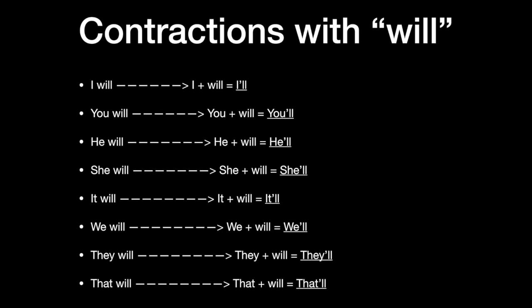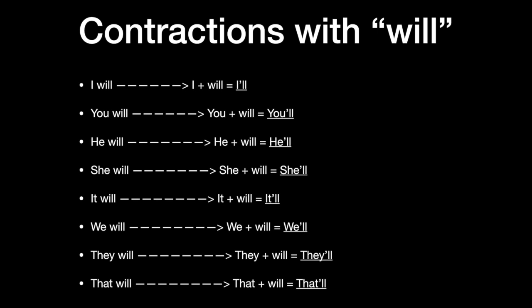So now that we have would contractions down, here are some contractions with the word will. There are a lot more contractions with the word will, so just stay with me. The first one I have is I will, and that becomes I'll. If I want to say, I will go on a run today, you can say, I'll go on a run today.